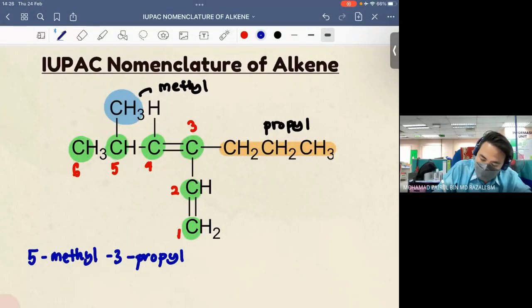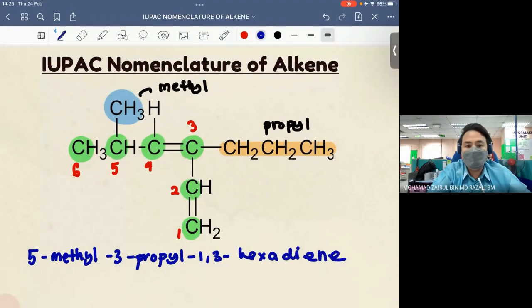So the second double bond is at carbon number 3, so it is 1,3-hexadiene. 1,3-hexadiene.